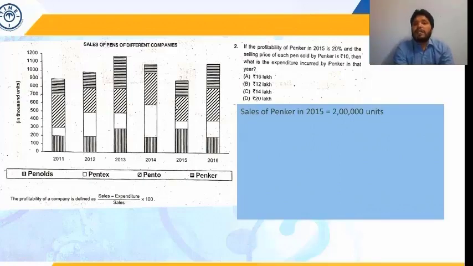And the selling price of each pen sold by Panker is rupees 10. So what is the sales value or sales revenue generated from this 2 lakh units? This is going to be 10 into 2 lakh, because the selling price of one pen is rupees 10. So the selling price of 2 lakh units of pens is going to be 10 into 2 lakhs, which is 20 lakhs. I hope this is clear. So it is going to be 20 lakhs.